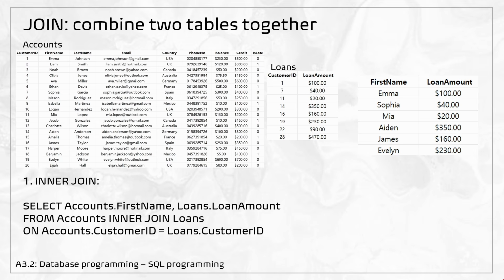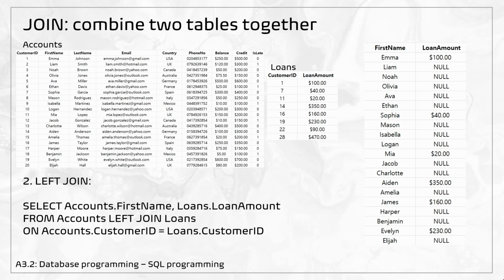And because the common column is customer ID, we say on accounts.customer_ID equals loans.customer_ID. And this basically signifies that this customer ID is the joining column for both tables. Executing this query will give us this output. Remember, both of these columns were separate before, but now they're joined together.